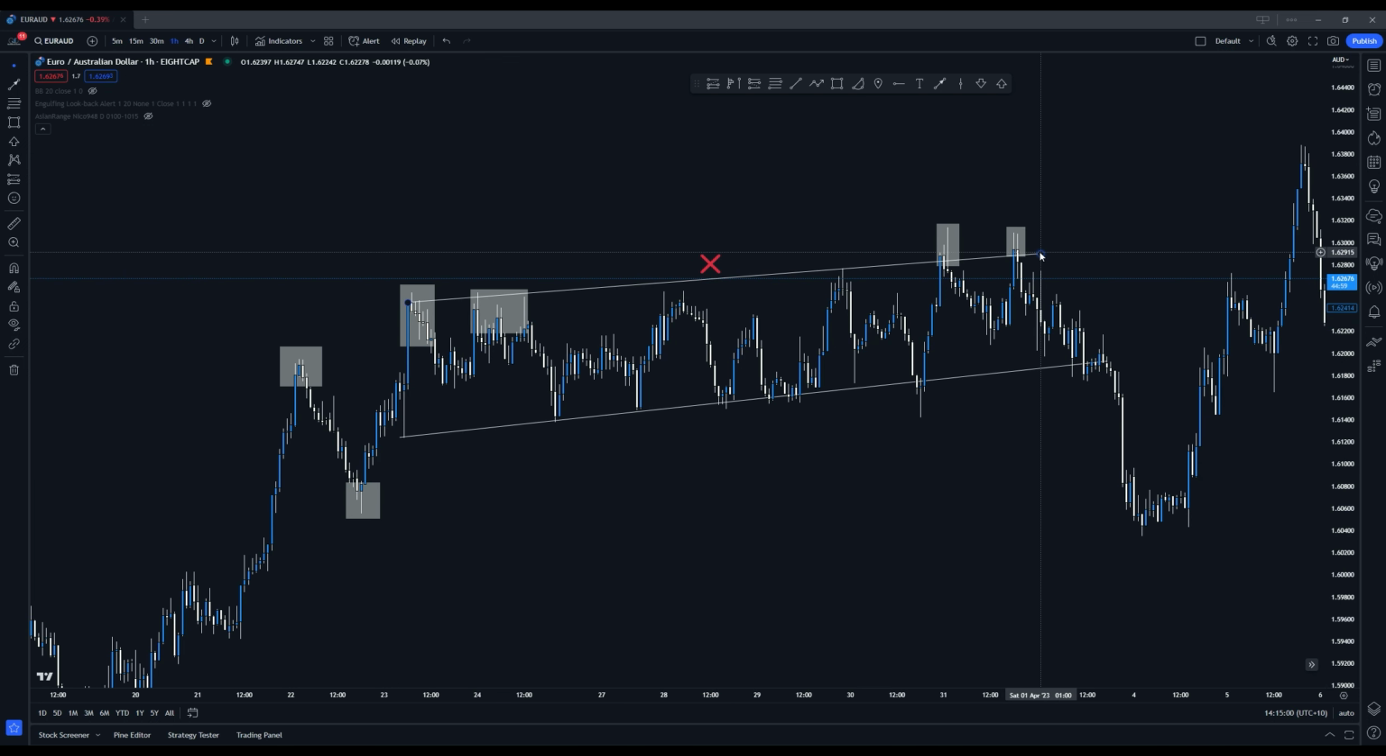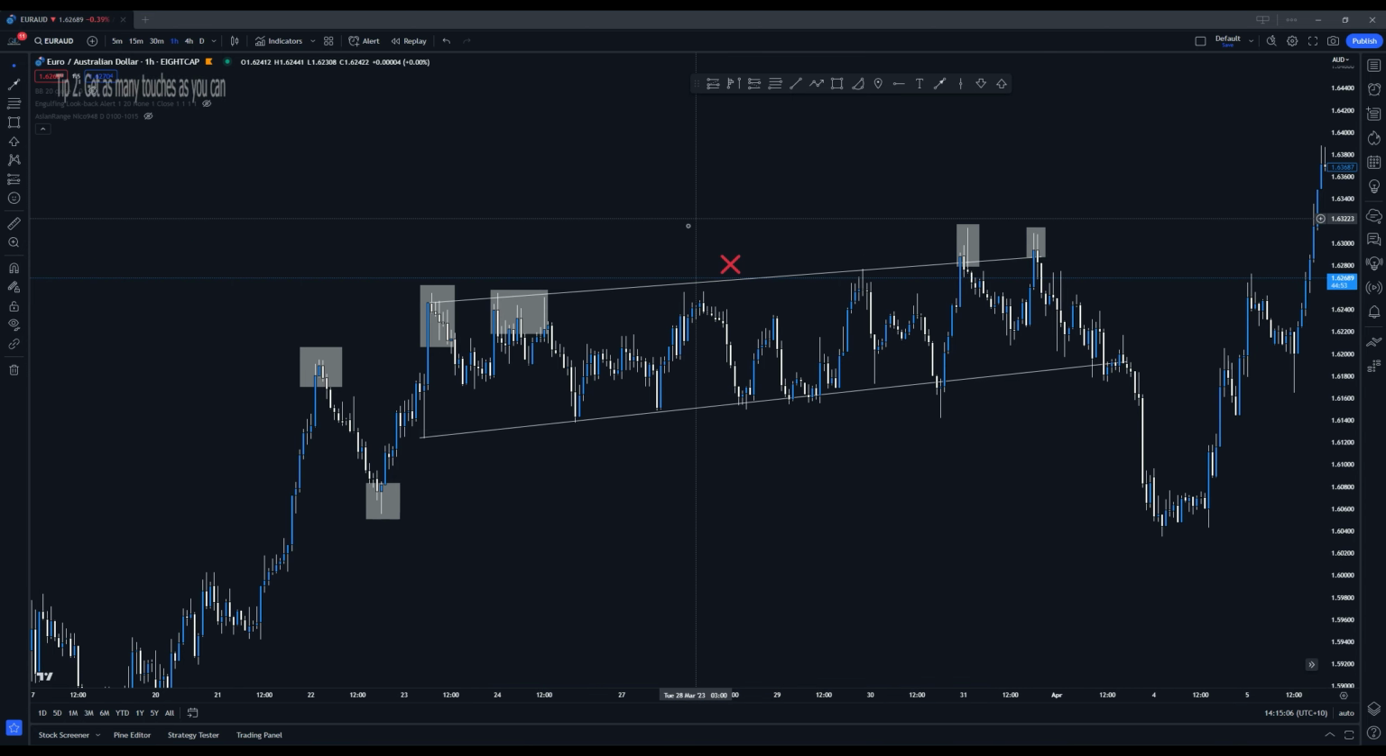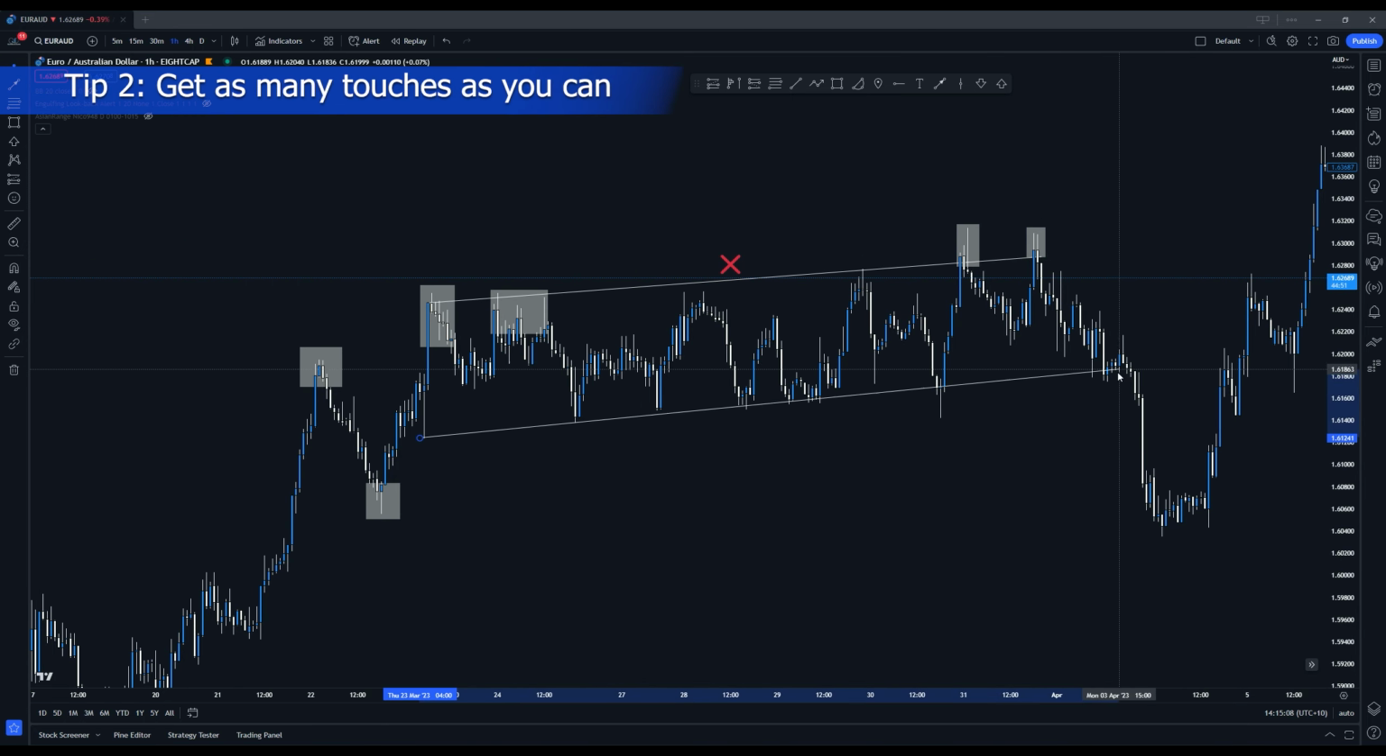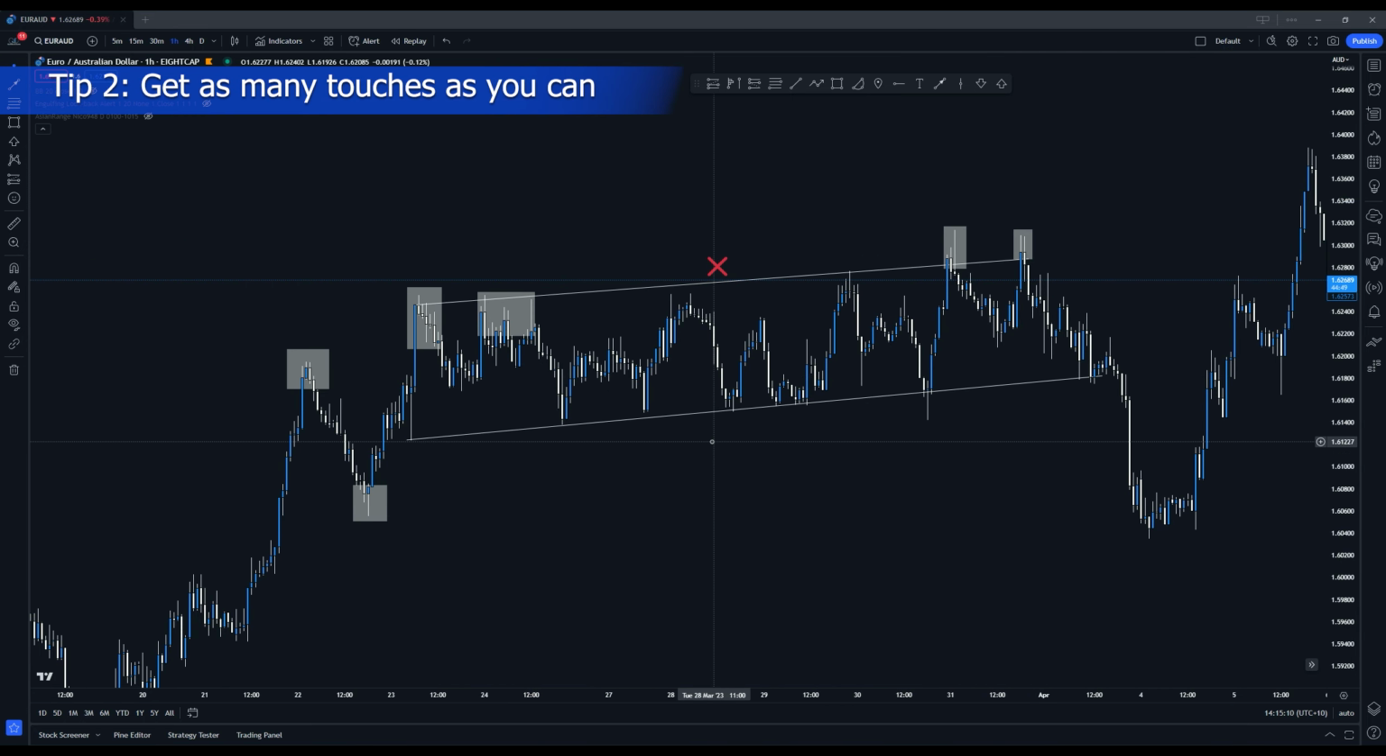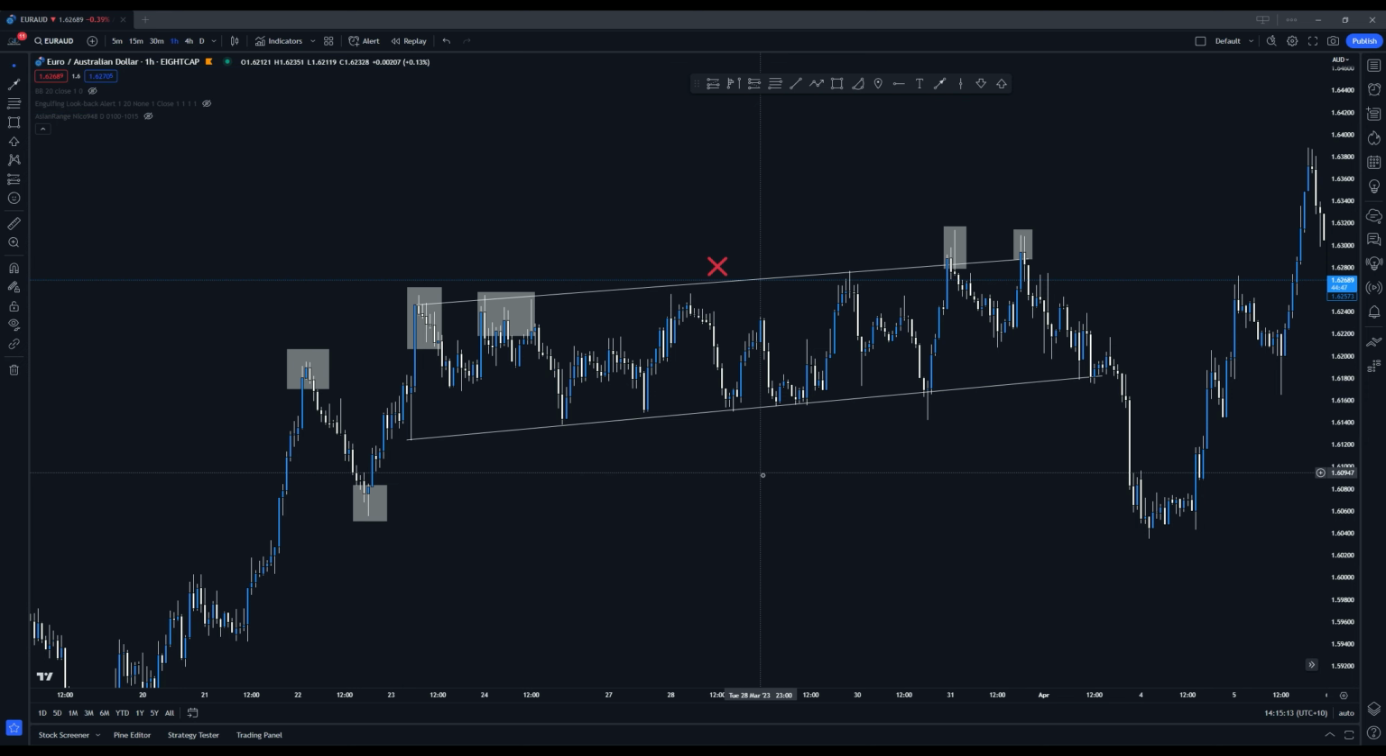Now the second tip is we want as many touches as we can get without making it completely inaccurate. Something like this is going to give us the best result for a trend line. You can see the breakouts now aren't so bad. We have some little ones here and here, but obviously these two ones towards the end are still quite high, but that's sort of signifying that the trend line is weakening.